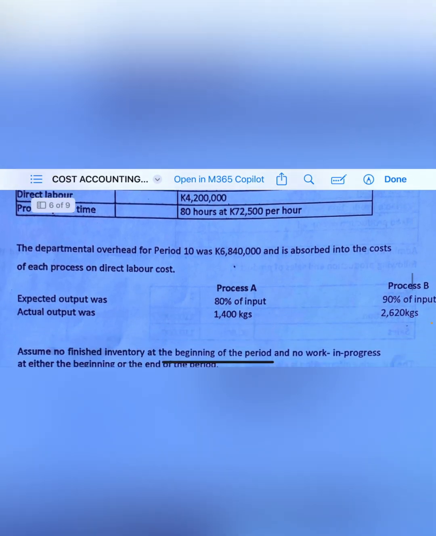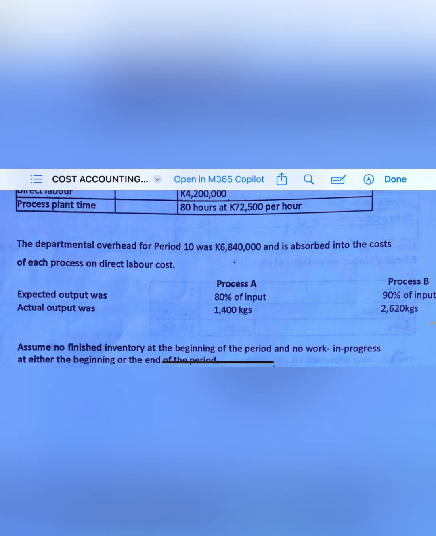Okay. The question continues by saying, the departmental overhead for period 10 was 6,840,000 kwacha and is absorbed into the cost of each process on direct labor cost. So this statement is saying that on each process account, there's process A and process B. So on each one, there are some departmental overheads. And the overheads, like the budgeted, was 6,840,000 kwacha. And they are saying these overheads will be absorbed in each process using a direct labor cost.